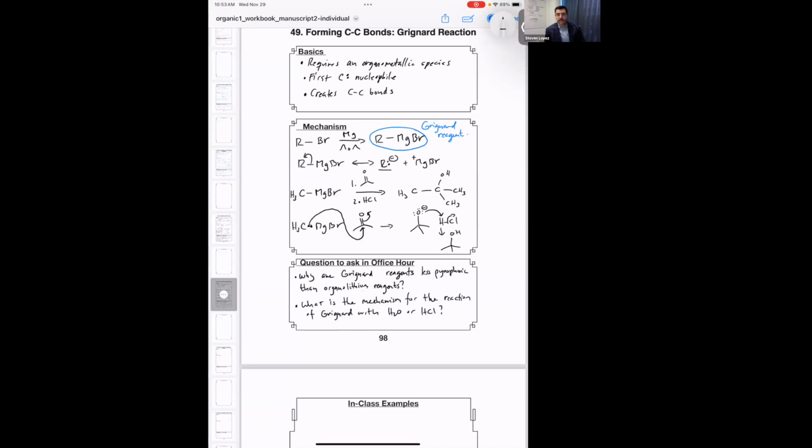And here are some questions to ask in office hours. One, why are Grignard reagents less pyrophoric than organolithium reagents? And two, what is the mechanism for the reaction of Grignards with water or hydrochloric acid?